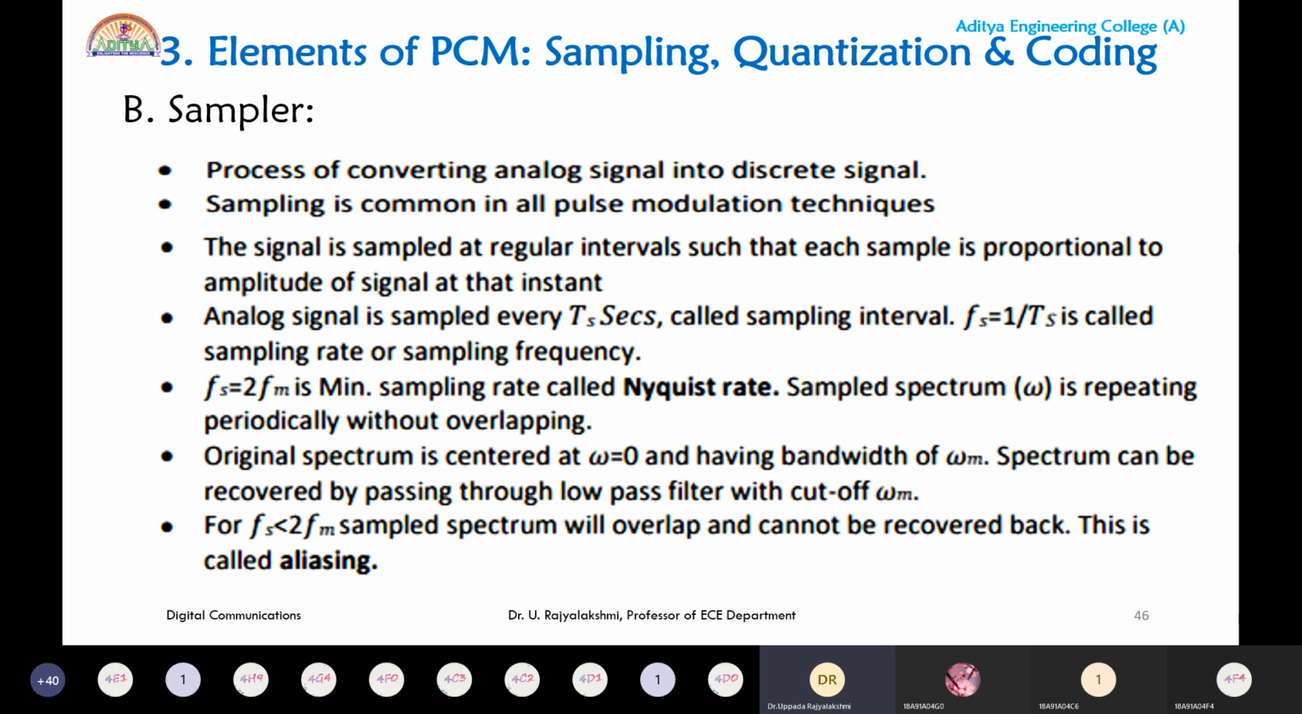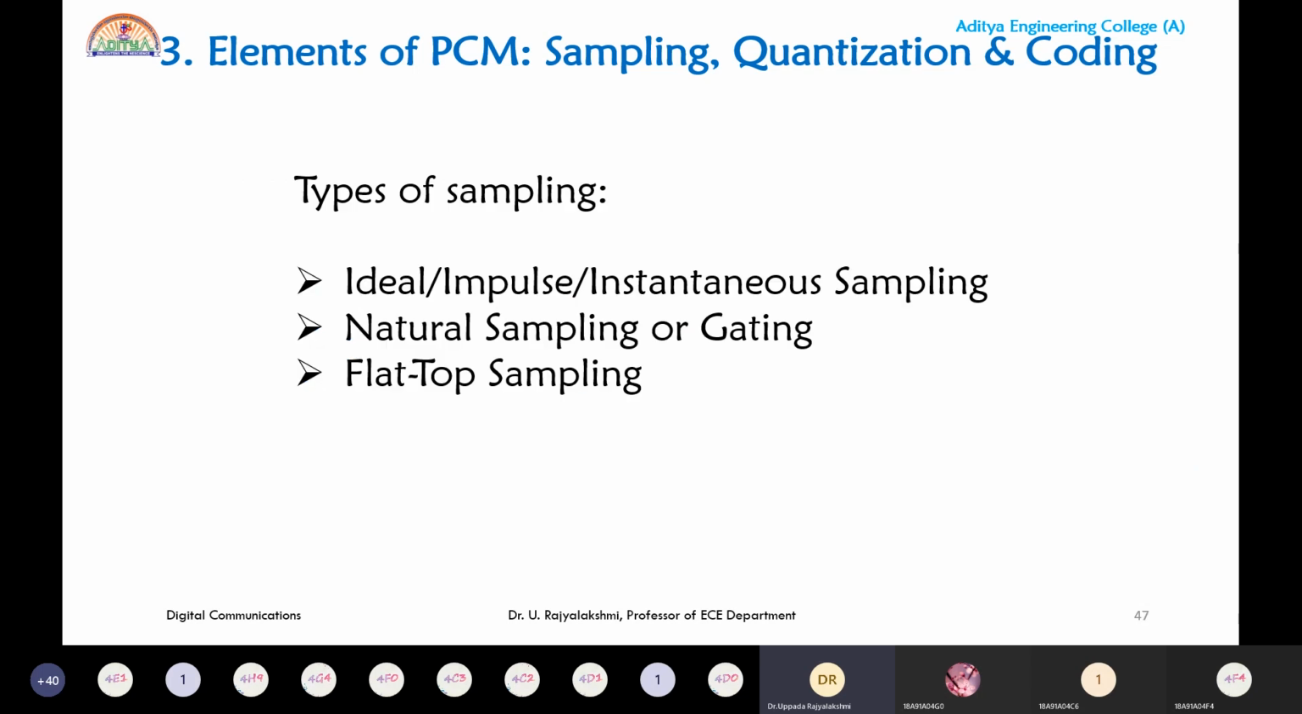In the next slides, we can discuss the types of sampling. Okay, even in the general classes of analog communication we discussed these types of sampling, so we can discuss them here. Once again I will revise all these things, because there is a chance that you may get these questions in your external examinations. Okay, so what are the various types of sampling? Did any one of you remember? Generally, 3 types of sampling techniques are there.